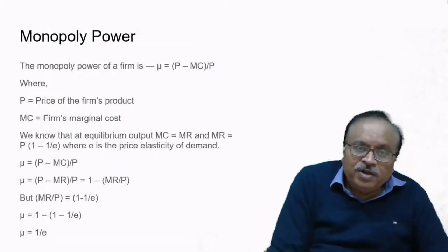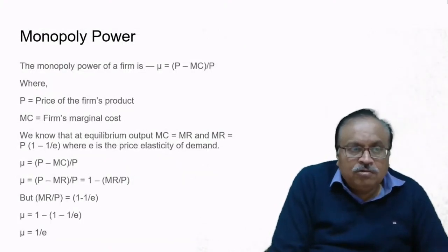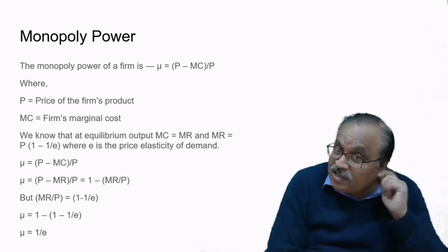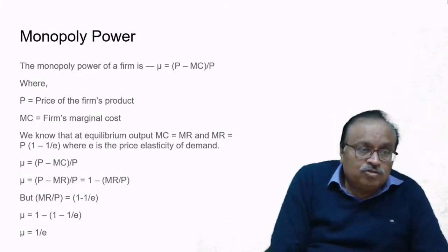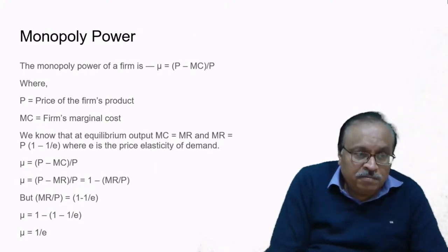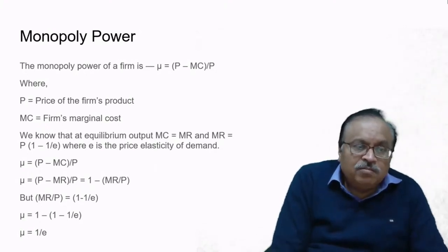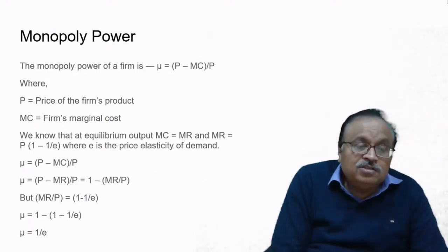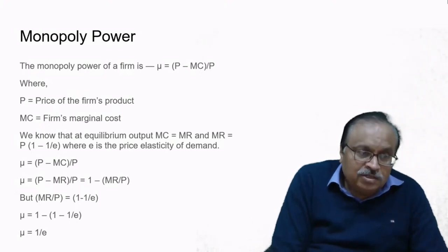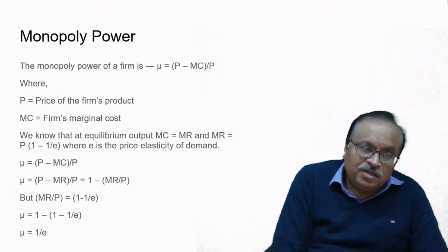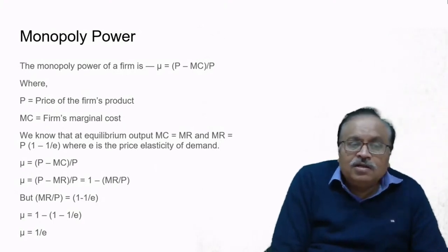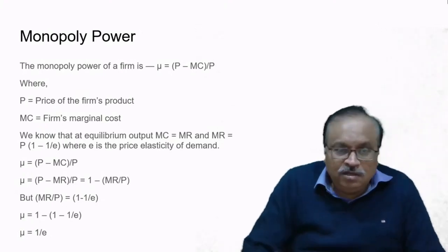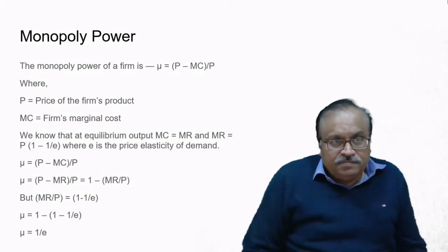So we know that at equilibrium output MC is equal to MR, and MR is equal to P times the bracket 1 minus 1 by E, where E is the price elasticity of demand. So mu is equal to P minus MC divided by P, which is equal to P minus MR divided by P, which is equal to 1 minus MR by P. So MR by P is equal to what? 1 minus 1 by E. So mu is finally equal to 1 by E. So monopoly power is the inverse of elasticity. We can say that monopoly power is inversely proportional to elasticity.